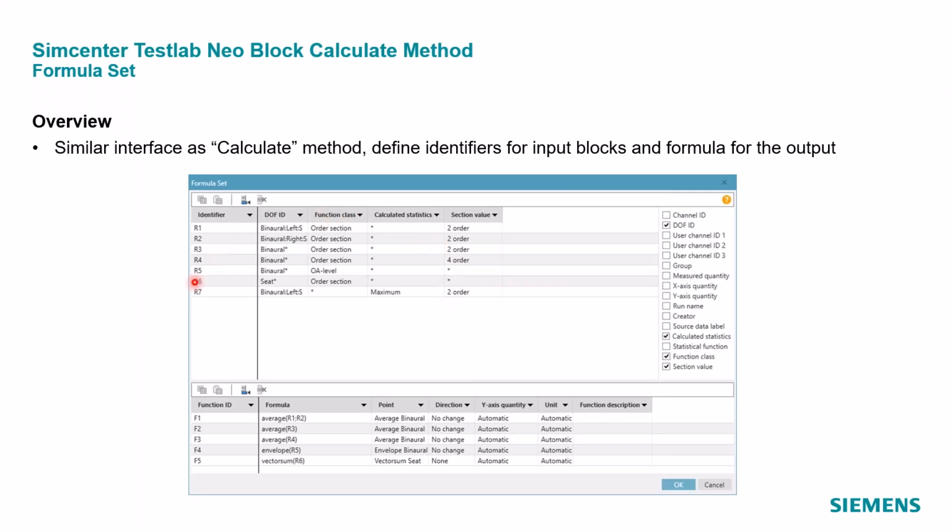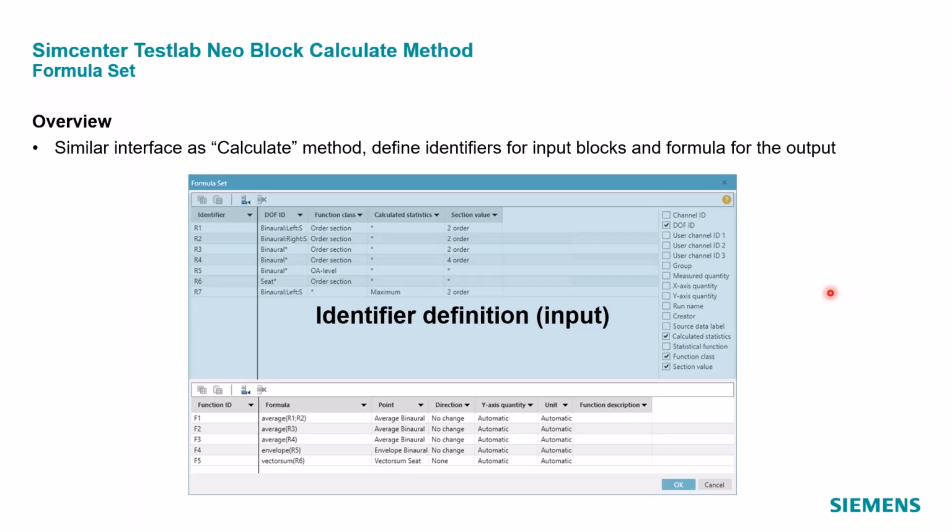And then I can use these identifiers in the bottom where I'm doing some calculations. And here I'm calculating several averages, as well as calculating an envelope, as well as calculating a vector sum. And I'll show these when I do the demo later. I'm going to go through the slides first and now do a demonstration.